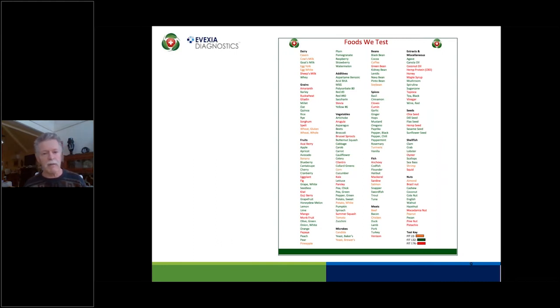I generally recommend a FIT 132. That's a good standard panel. It really covers a lot of ground, 132 foods and additives. And then FIT 176 is the highest end panel, and that has a few offerings, obviously, that the FIT 132 doesn't have. In the next slide.